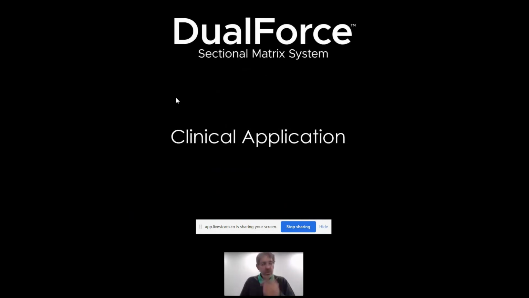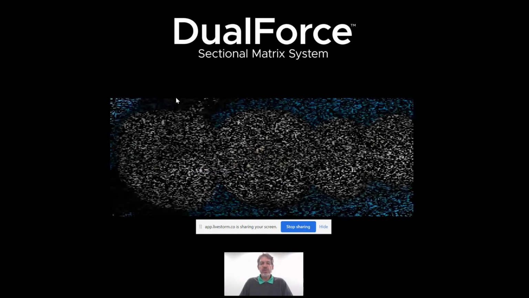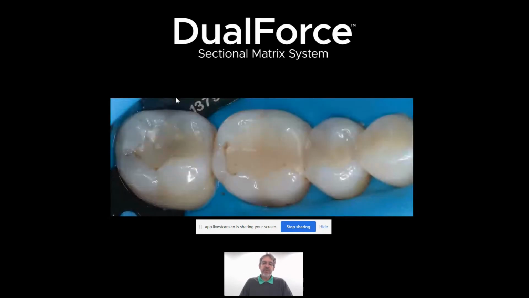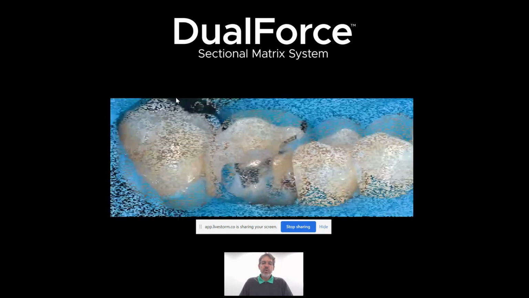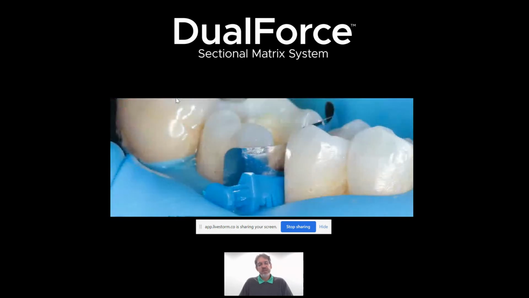So I'm just going to quickly show you two clinical cases, and then what we'll do is I'll flip cameras, and then if there's any questions at the end, I'll happily entertain any questions. So here we can see a pre-op of a large class 2 that requires to be replaced. Of course, we're always going to place the matrix band first, then the wedge.